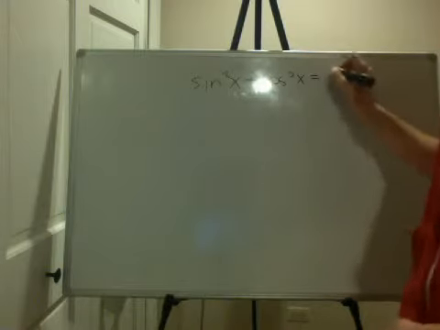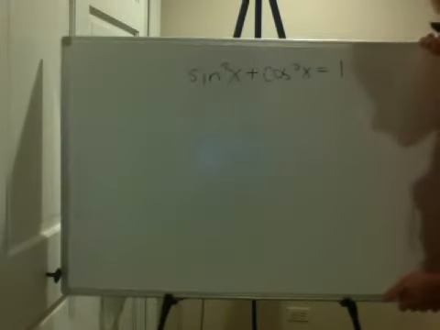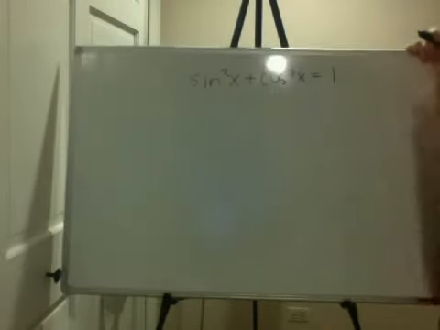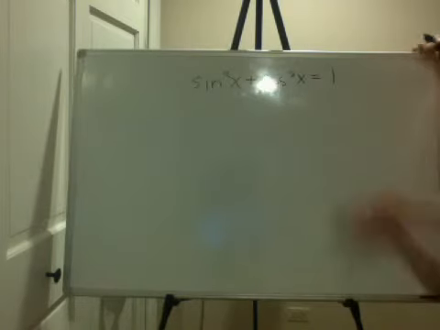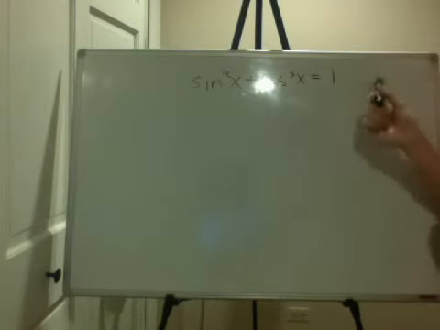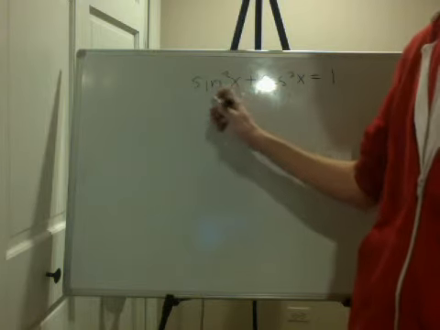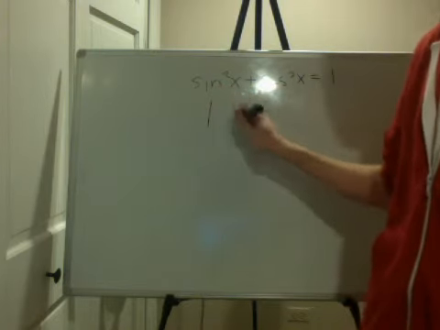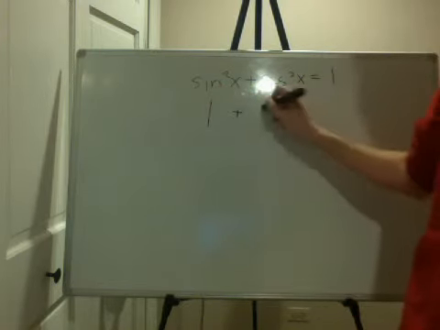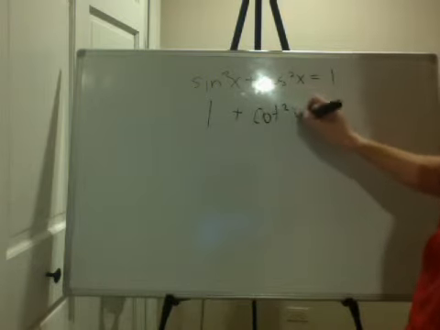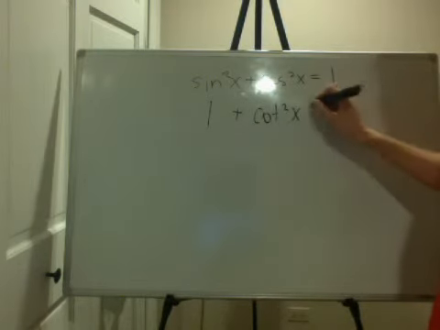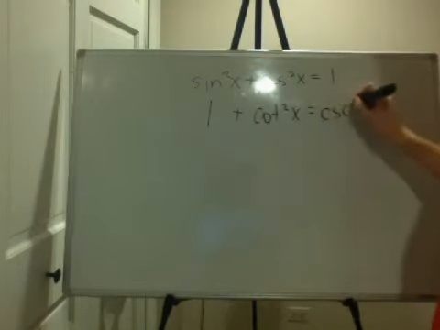sine squared x plus cosine squared x equals 1. And then remember, there are the three Pythagorean identities, but you don't need to memorize them, because if you think about it, divide all of this by sine squared x, and you would get sine squared x over sine squared x, which is 1, plus cosine squared x over sine squared x, which is cotangent squared x, equals 1 over sine squared x, which would be cosecant squared x.